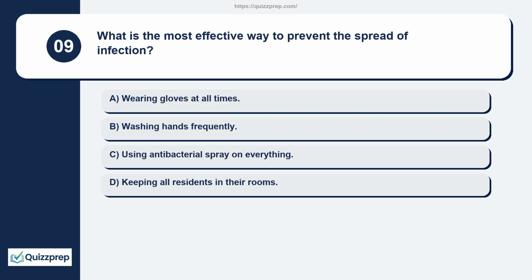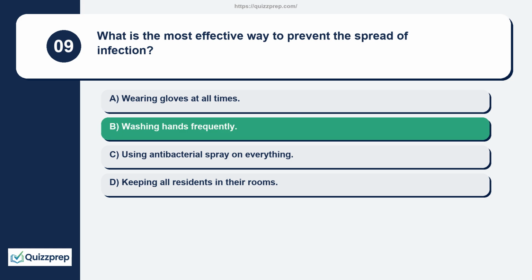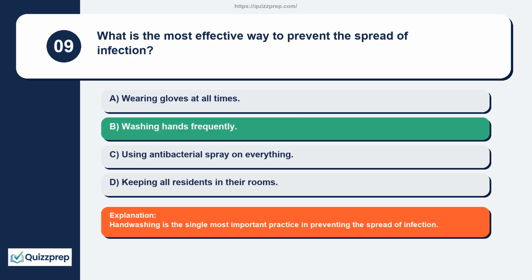Question 9. What is the most effective way to prevent the spread of infection? Wearing gloves at all times. Washing hands frequently. Using antibacterial spray on everything. Keeping all residents in their rooms. Hand washing is the single most important practice in preventing the spread of infection.